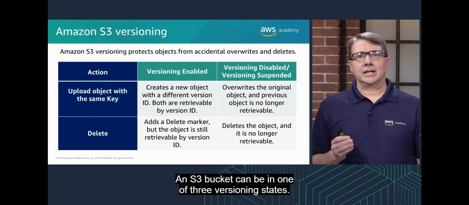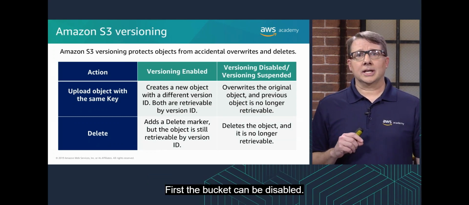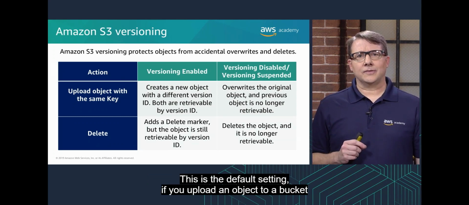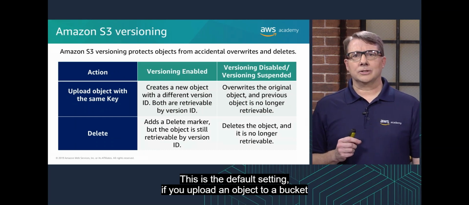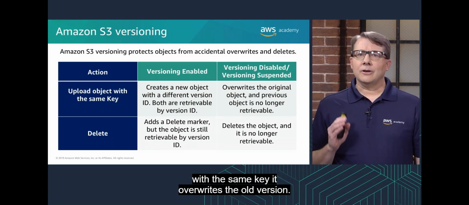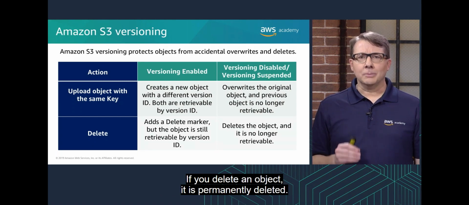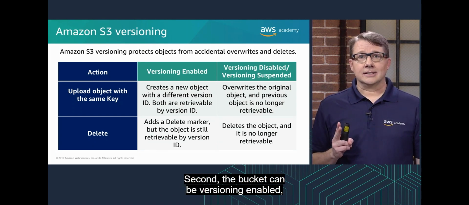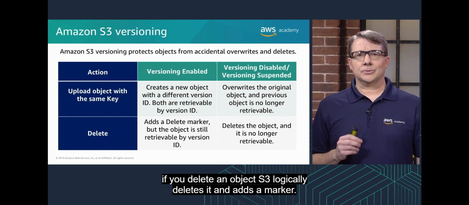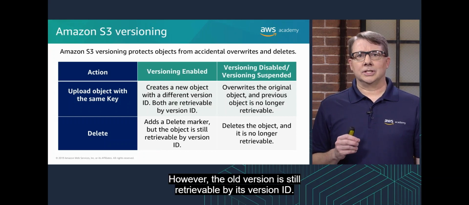An S3 bucket can be in one of 3 versioning states. First, the bucket can be disabled. This is the default setting. If you upload an object to a bucket with the same key, it overwrites the old version. If you delete an object, it is permanently deleted. Second, the bucket can be versioning enabled. If you delete an object, S3 logically deletes it and adds a marker. However, the old version is still retrievable by its version ID.